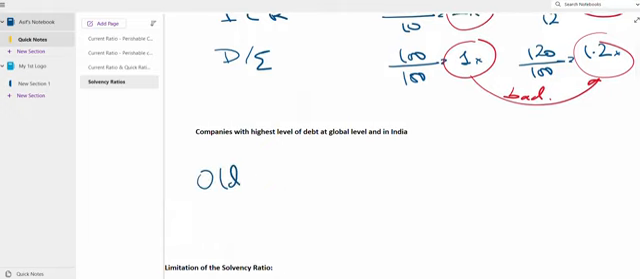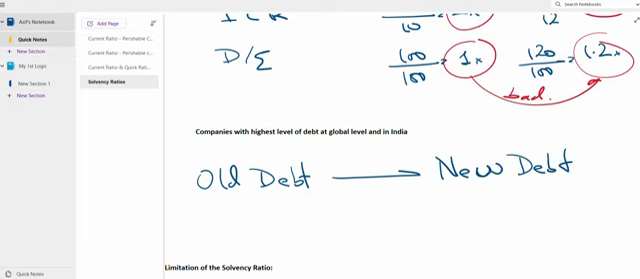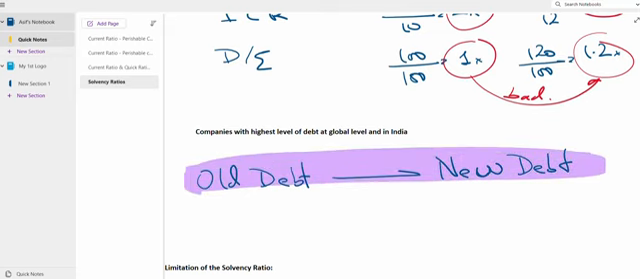old debt, replace it with new debt, isn't it? This is what all these companies do to survive. And this cycle keeps going on and on.